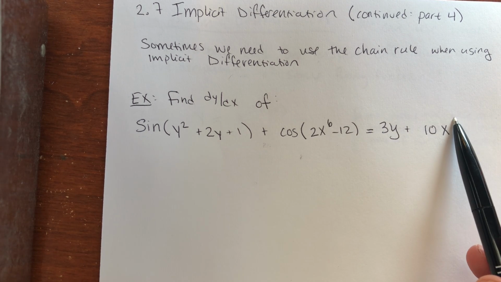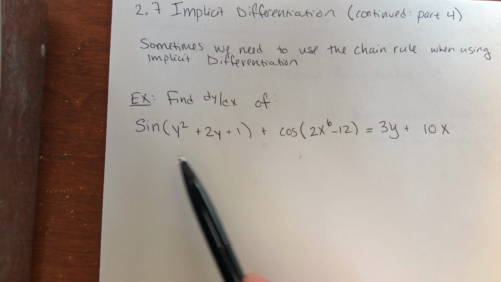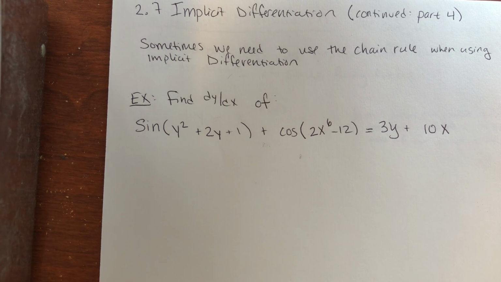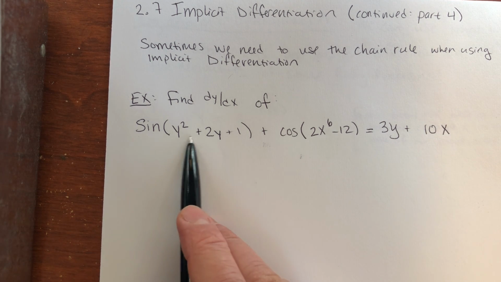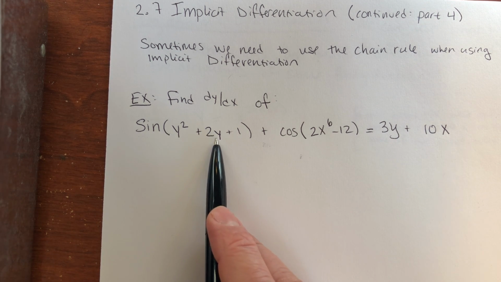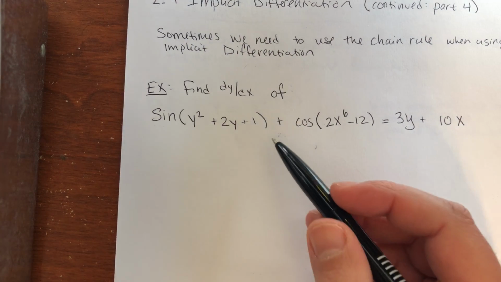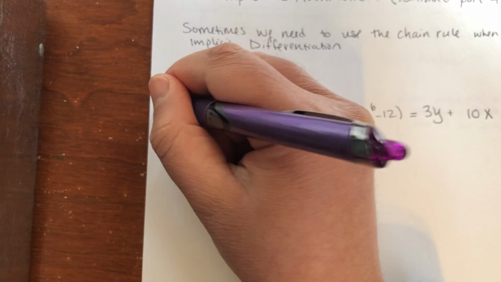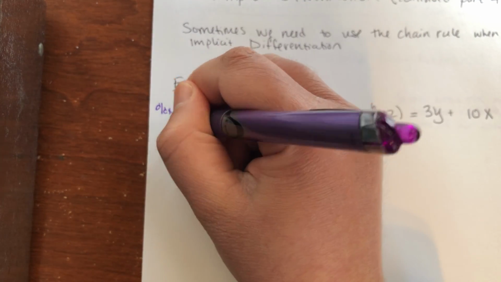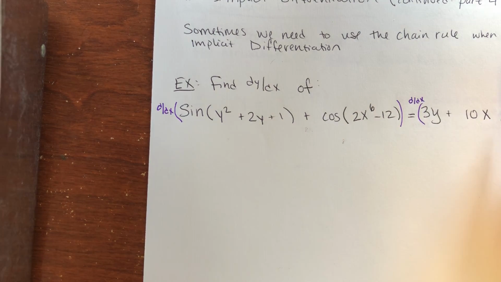This is a pretty simple implicit differentiation problem, but the left-hand side is complicated because not only do we have to use implicit differentiation, but we need to use the chain rule as well, right? We have sine of not just x, but sine of y squared plus 2y plus 1. Okay, so when we take the derivative with respect to x on both sides, which is what we do when we're using implicit differentiation, we take d dx of both sides.